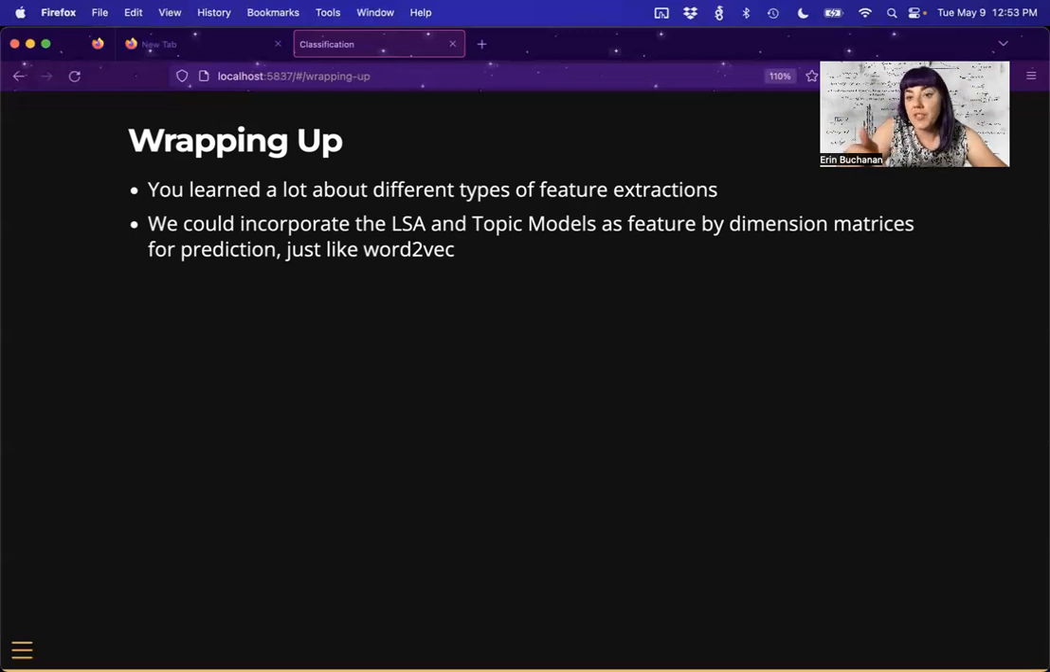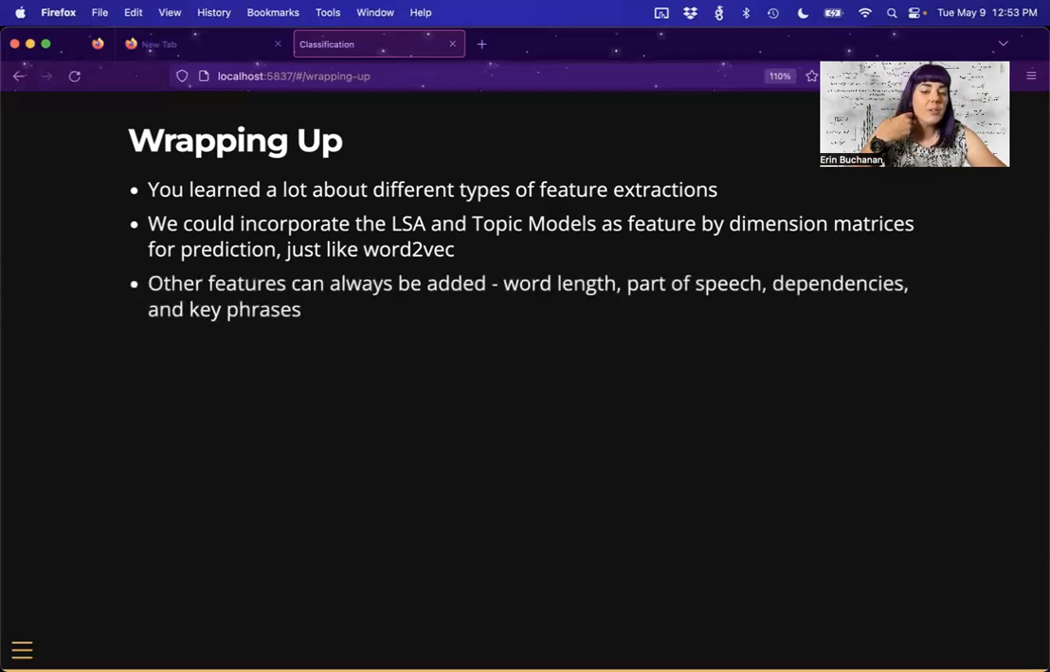And so we could pull these features by dimensions matrices for predictions, just like Word2Vec. Okay. And you can always add other features: word length, part of speech, dependencies, key phrases. So the things that go into the algorithms, as long as they can be numbers, can be added to the features that we already have.